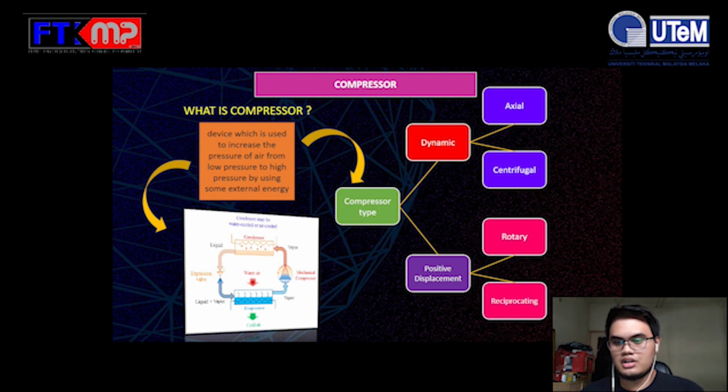So what is a compressor in an HVAC system? A compressor is the device used to increase the pressure of air from low pressure to high pressure by using some external energy. The compressor also increases the temperature after it increases the pressure in the system.